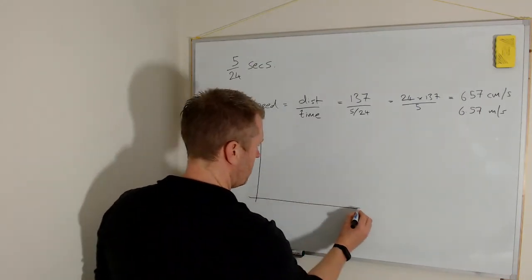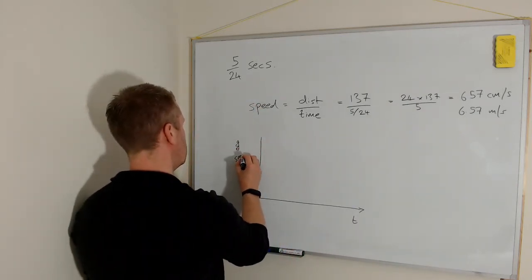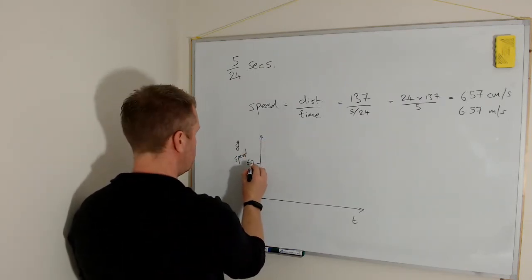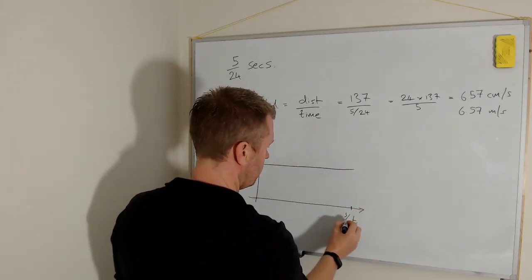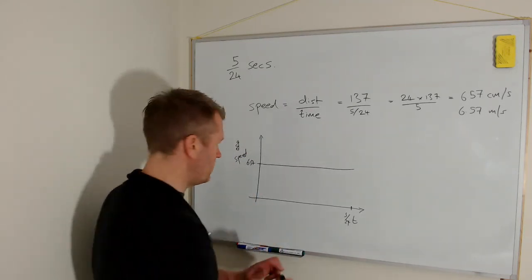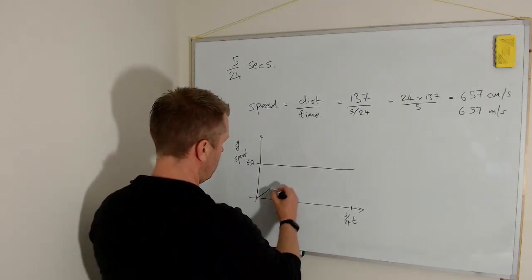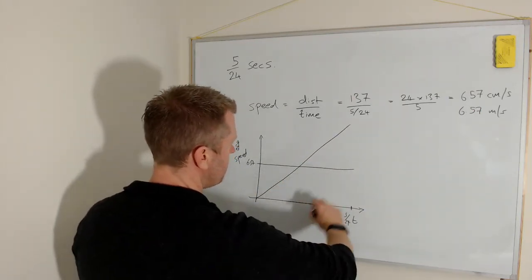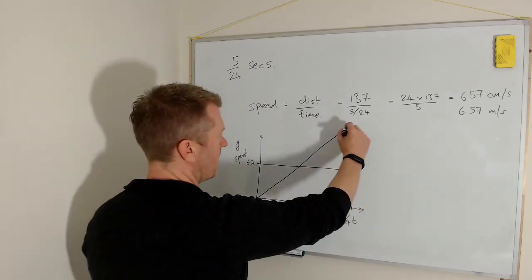If we draw a graph of time versus speed, this is 6.57 meters a second. This is constant. This is our time, 5/24 seconds. But what we're going to do is assume that it's got constant acceleration. Therefore, it's a straight line up like that. The speed increases linearly. Now the area under the speed graph is the distance. So this area here, this rectangle, has to be the same as this area under this triangle.